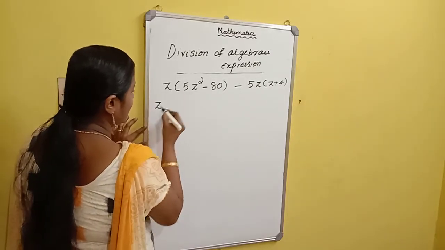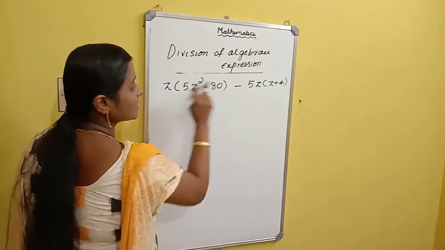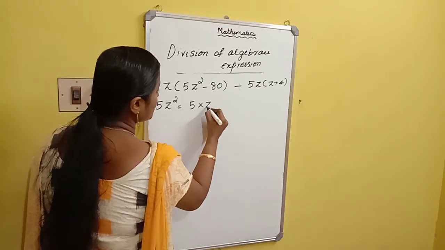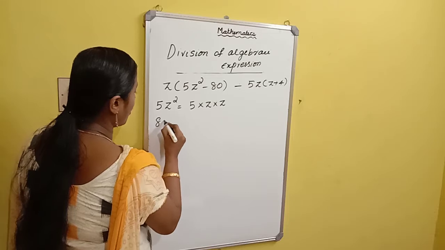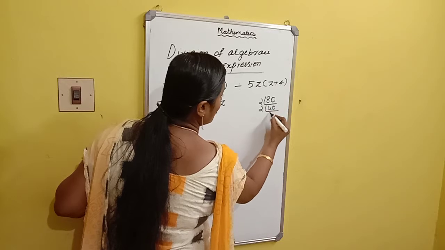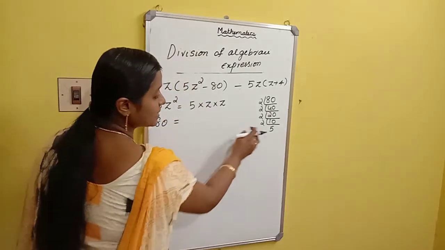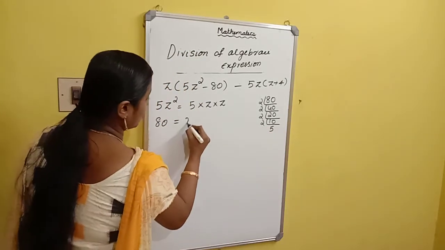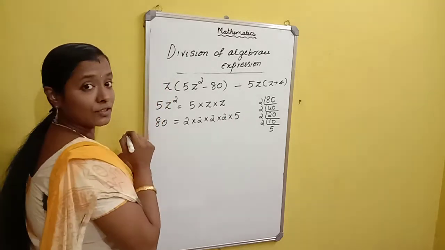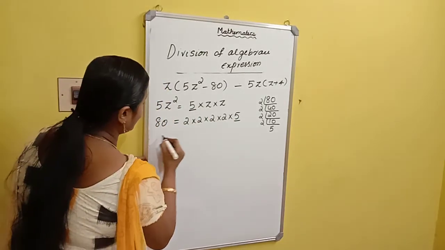Here it is z. First, 5z square minus 80. So, what will you do? 5z square, what is it? 5 into z into z. 80 means what? 2, 40, 2, 20, 2, 10, 5. 16, 5, 5s are 80. So, 2 into 2 into 2 into 2 into 5. Which term is common? That is 5. 5 is common. So, what will you write?